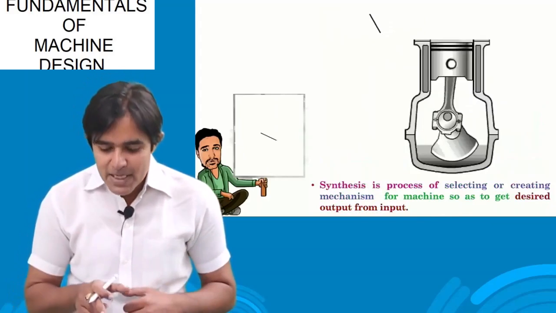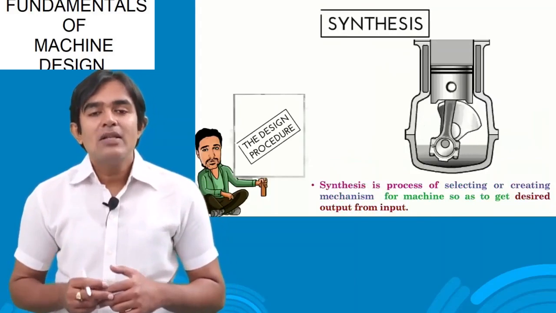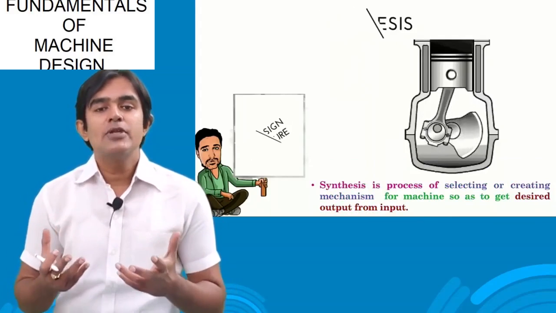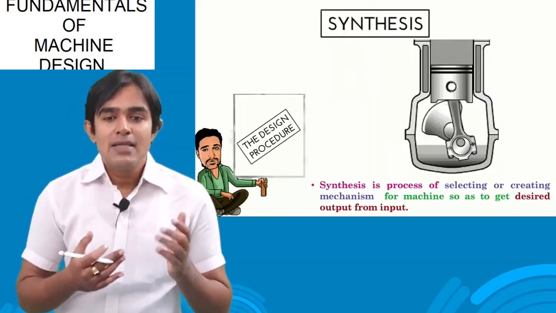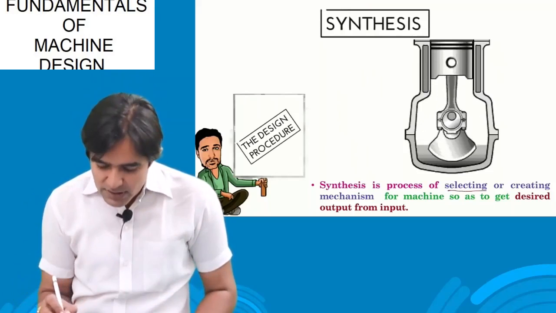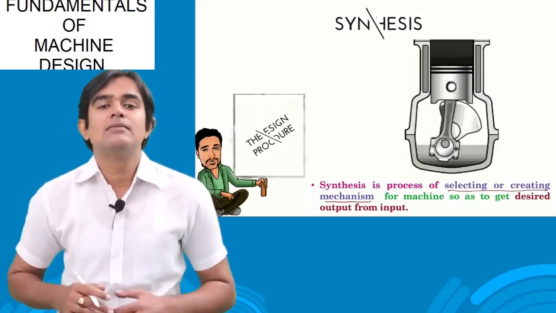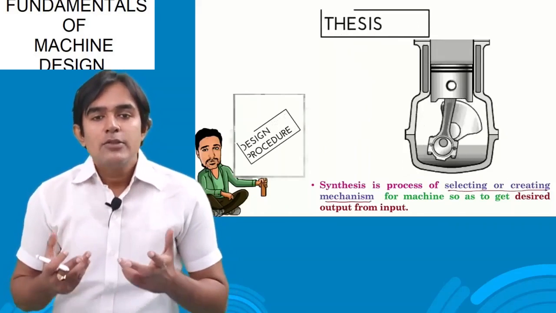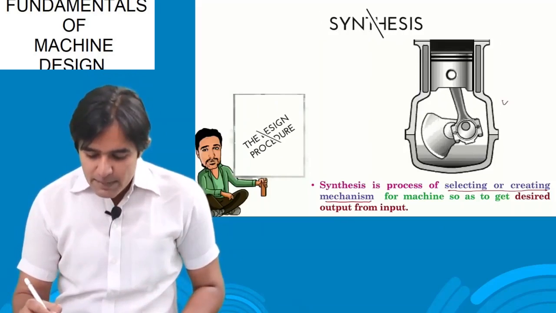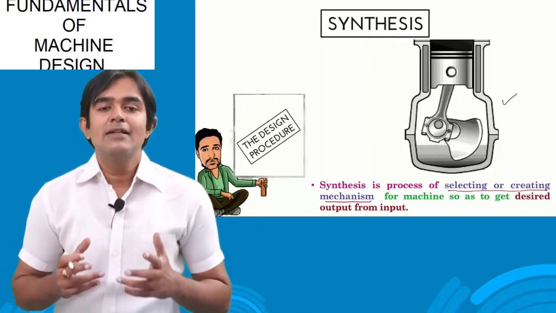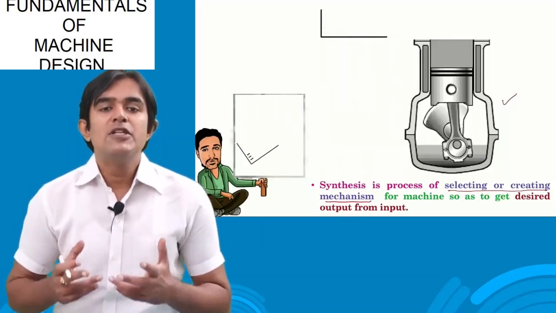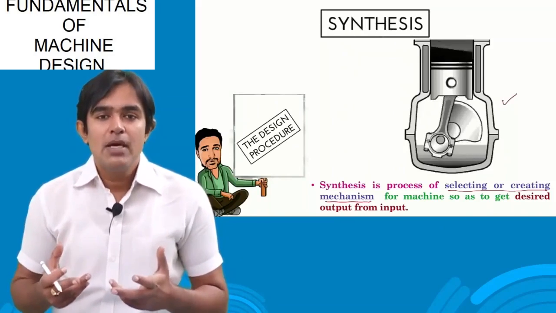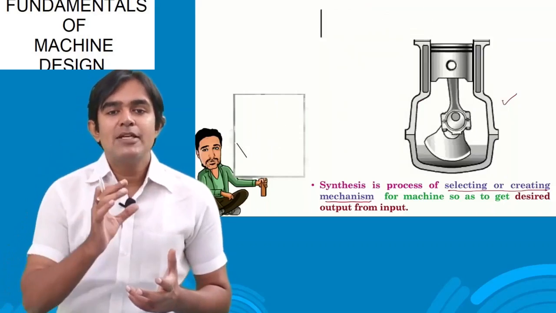The second step is synthesis. Now once I have designed something, if I have defined something, then I should give some synthesis to that. Synthesis means the process of selecting or creating a mechanism. Mechanism means giving a motion to it. You can see over here, this is a mechanism which is a single slider crank chain mechanism which is used in IC engine. So if an IC engine has to be built, the parts I have placed properly.